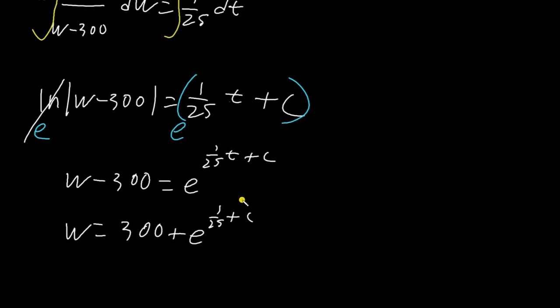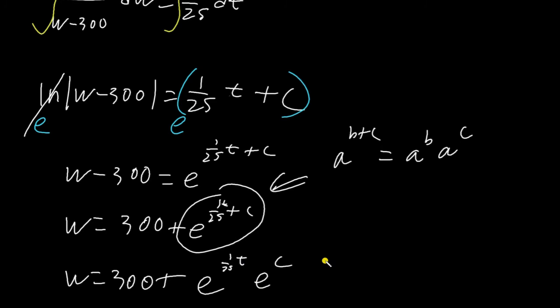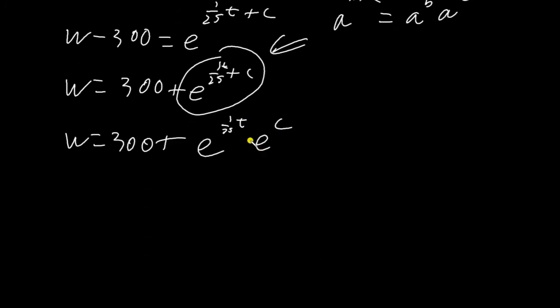And then to simplify this, I'll use the property that a to the b plus c equals a to the b times a to the c. So I'll rewrite this as e to the 1 over 25t, I forgot the t there, times e to the c. Okay, and since e to the c is just a constant, because e is a constant and c is a constant, I can rewrite this as 300 plus c e to the 1 over 25t. This c and this c are different c's, but they're both constants, and that's what's important, okay?